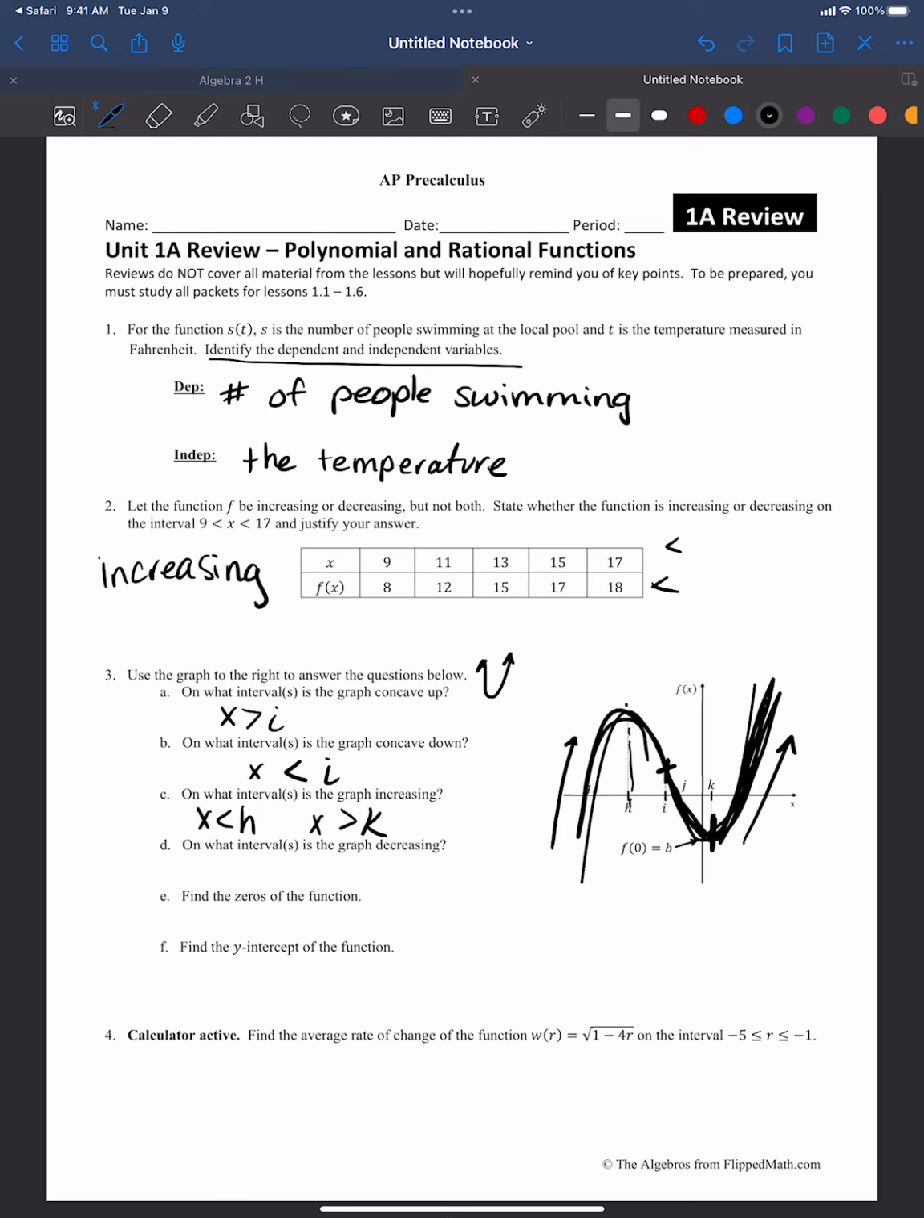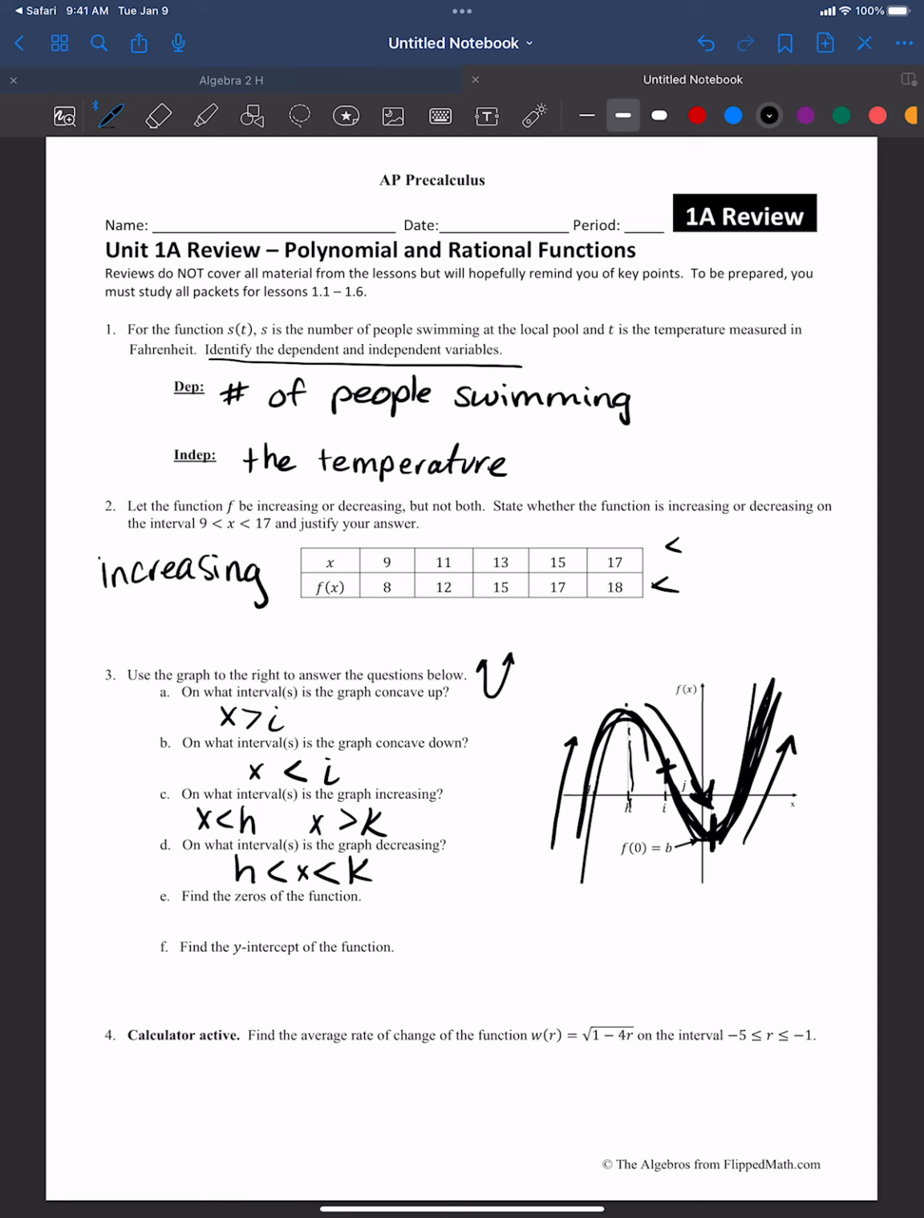Okay, and then when is it decreasing? Now it's decreasing this entire middle part, right? So from h all the way to k, x is going to be in the middle, and then I need to identify that x has to be greater than h, but less than k.